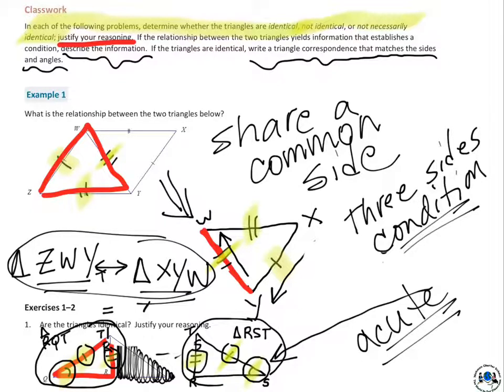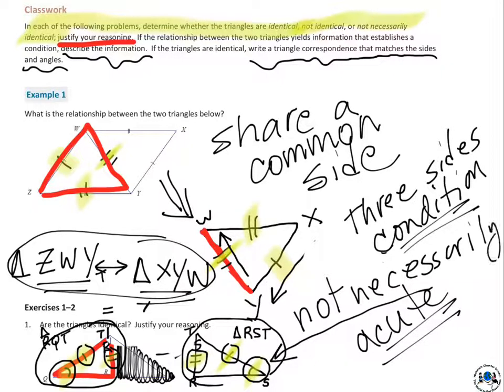Because we could draw that. Remember, we could draw a circle, and we could have two different intersections with the line. So therefore it doesn't work. So exercise 1 here is not necessarily identical. Not necessarily identical.